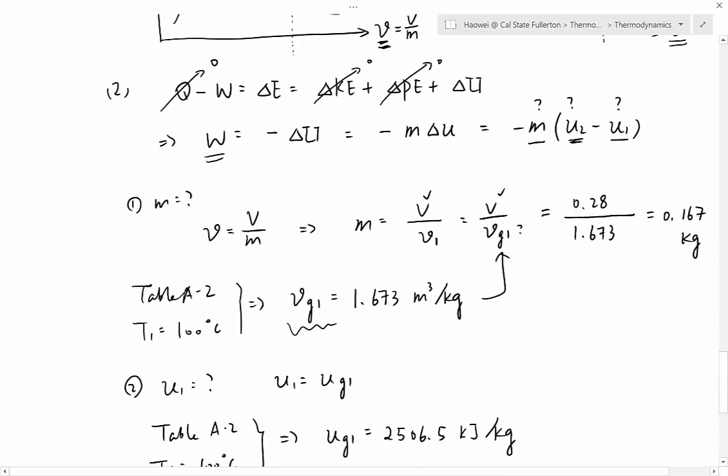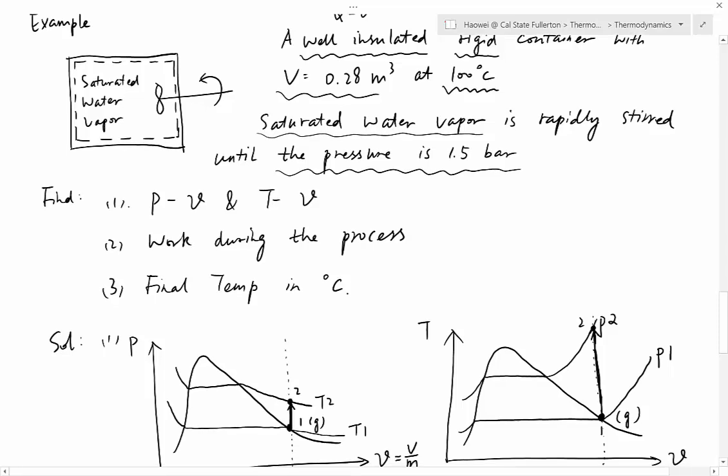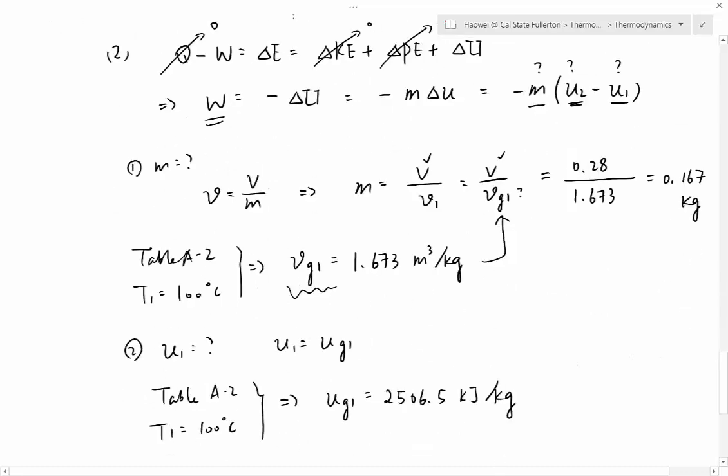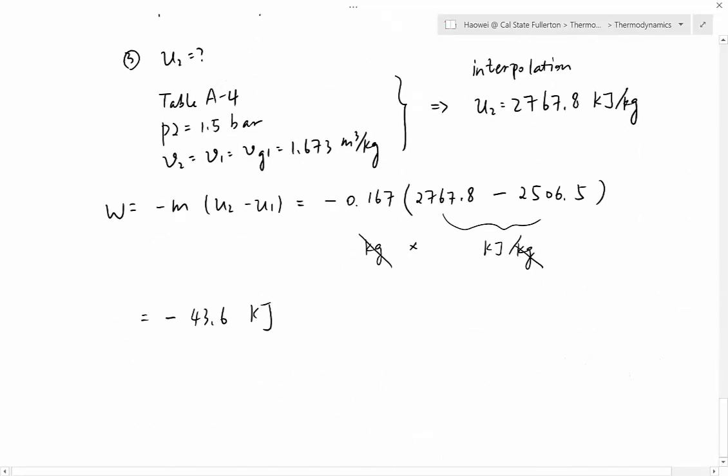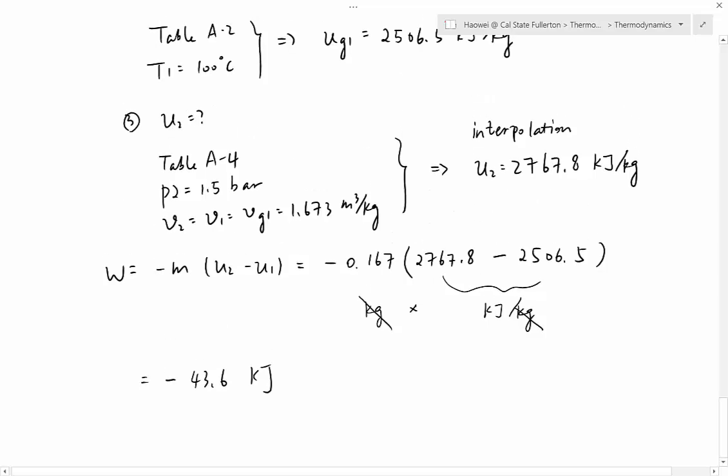Okay, my system is the water vapor. And the paddle wheel does work to the water vapor. So that means water vapor consumes the work. Consuming work, that means you must have a negative number for work. So my solution as a negative number to work is correct. Okay, so that's question number 2.